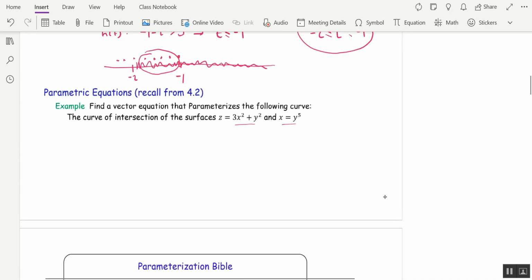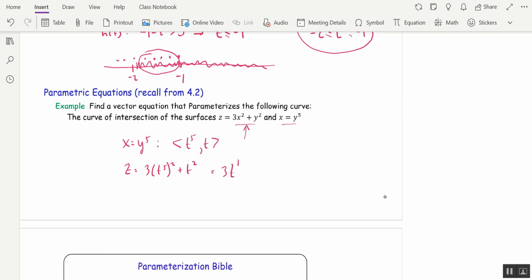So in this case, we can parameterize x equals y to the 5th as letting y be t and x be f of t, which is t to the 5th. And we can just plug that into this equation. z is 3x squared plus y squared. So that's 3 (t to the 5th) squared plus t squared, which is 3t to the 10th plus t squared. So r of t, if we put everything together, x is t to the 5th, y is t, and z is 3t to the 10th plus t squared.